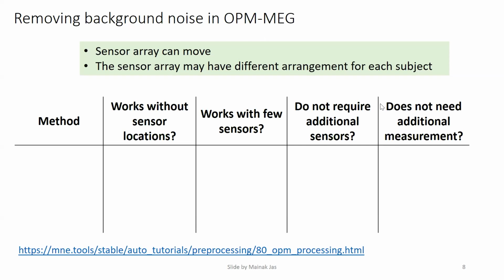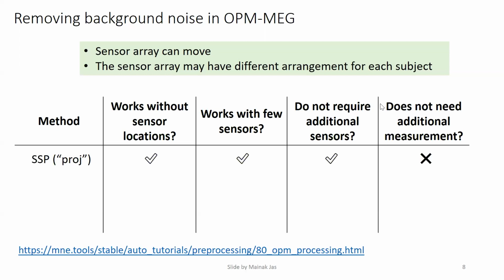Does it work without sensor locations? Because maybe we don't have time to actually get the sensor locations. Does it work with a few sensors? Sometimes people have constraints on the number of sensors. Maybe they have 10 sensors, maybe they have more. Do you require additional sensors for this method to work? Again, maybe the number of sensors is a constraint. And does it require some additional measurement? Because you don't want to add more to your experiment time, especially when you're working with patients or children.